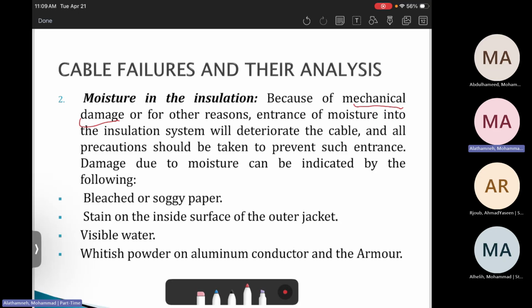Then we need a precaution to prevent this, so we need to make sure the moisture will not impact the internal material inside the cable, or the insulation material. There is a bad effect from damage due to moisture. When there is moisture, it can cause damage like bleached or soggy paper, stains on the inside surface or the outer jacket, visible water, and whitish powder on the aluminum conductor and the armor.